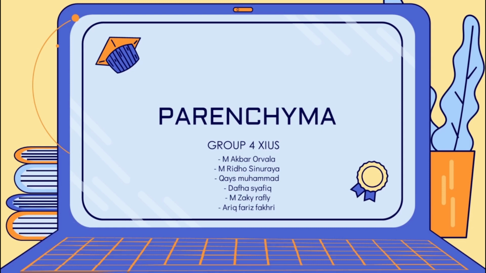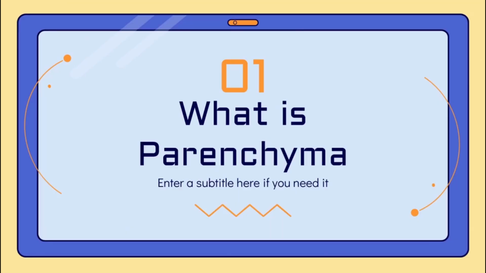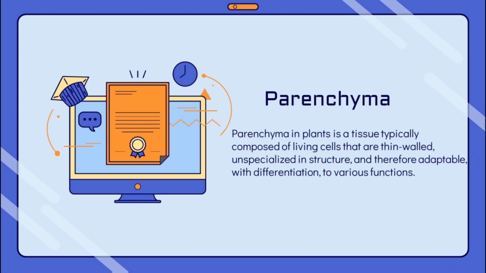Today we are going to tell you about parenchyma. Parenchyma in plants is a tissue typically composed of living cells that are thin-walled, unspecialized in structure, and therefore adaptable, with differentiation to various functions.